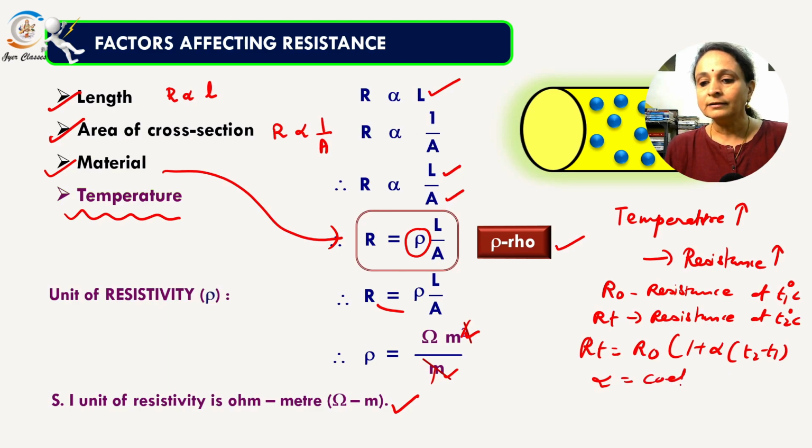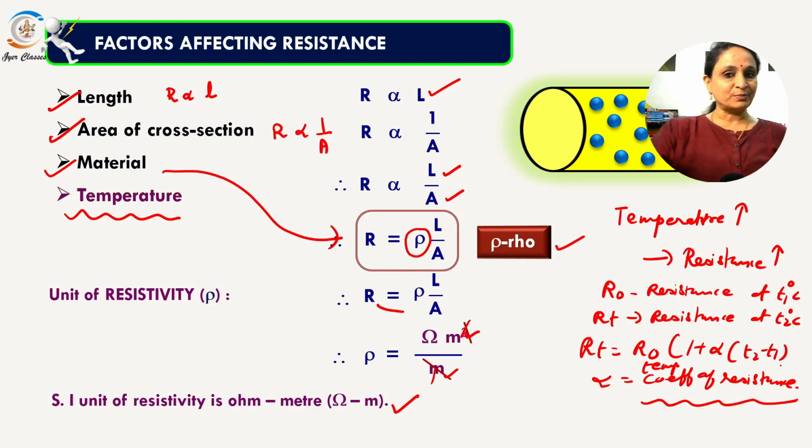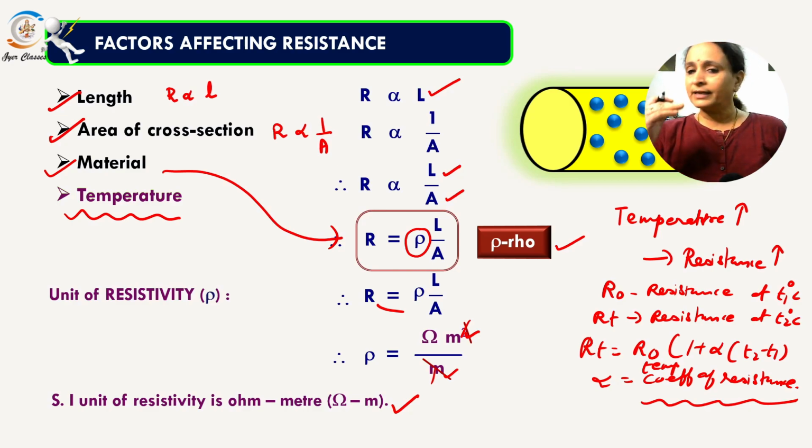is the temperature coefficient of resistance. Simply it says that if you increase the temperature, the resistance of the conductor will increase. And if you reduce the temperature, the resistance also goes on decreasing. Now think of it. If the temperature goes on decreasing, almost going to 0 Kelvin, then the resistance will vanish.